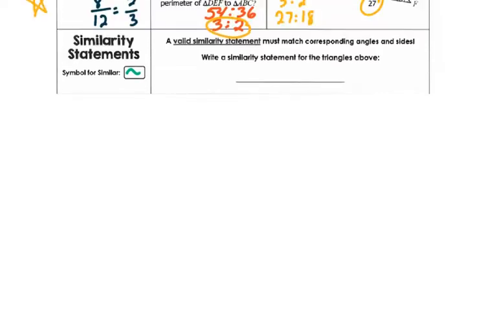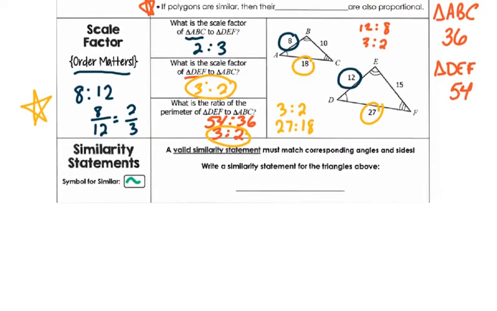Now we're going to take a look at similarity statements. The symbol for similarity looks like this. A valid similarity statement must match corresponding angles and sides. So we want to write a similarity statement for the triangles above. So let's go back to that diagram.